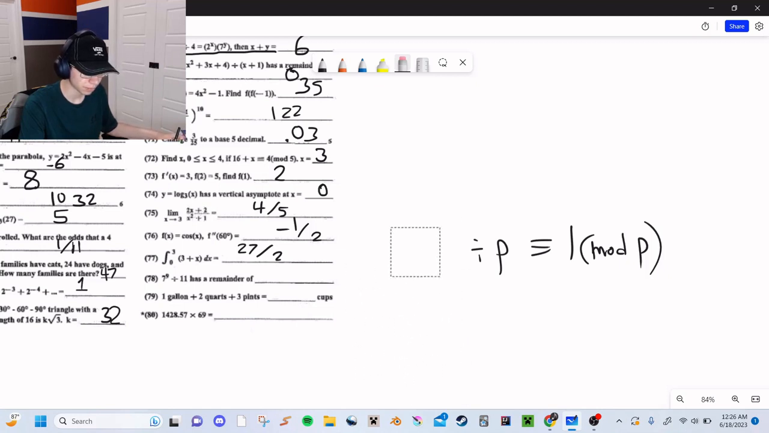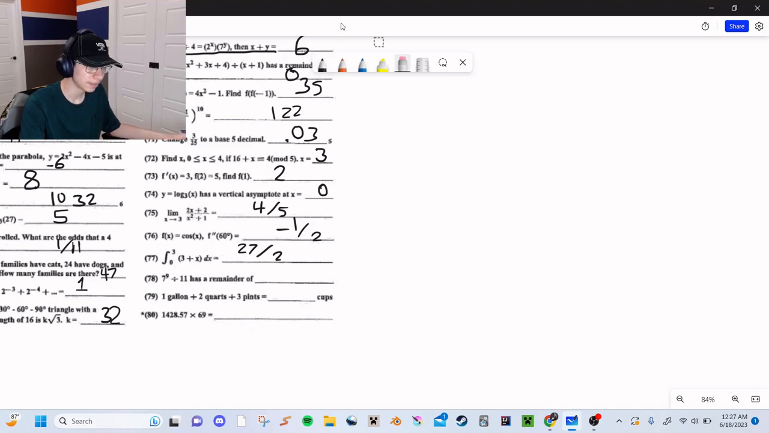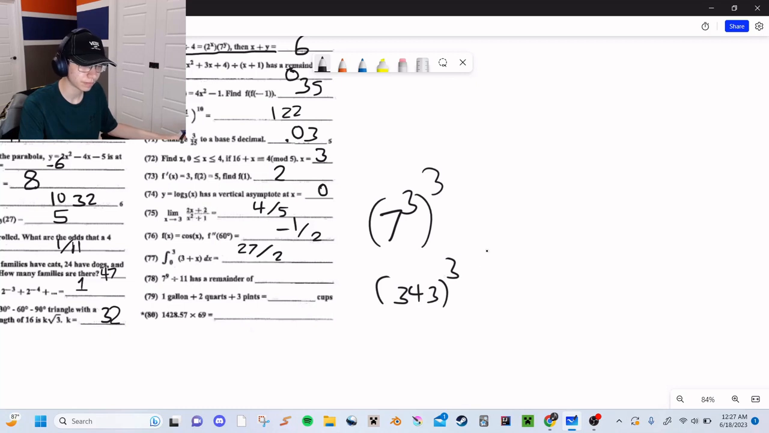So 7 to the 9th, that is the same as 7 cubed. And so that's 343 cubed. Let's divide 343 by 11, mod 11. Let's get what that remainder is. It's going to be 2.